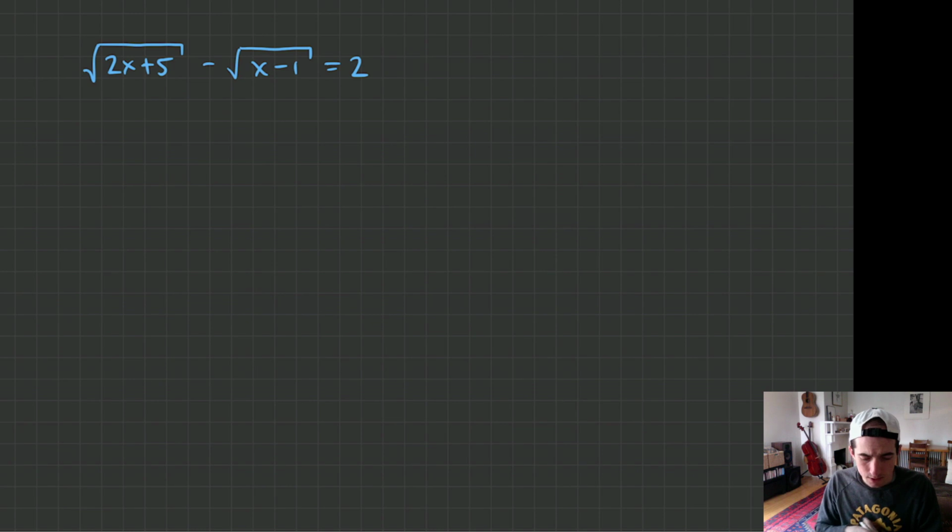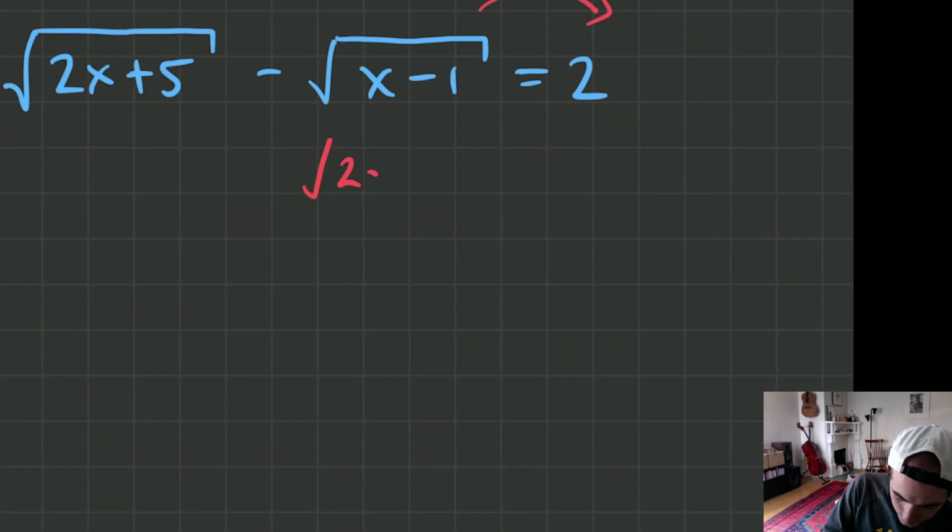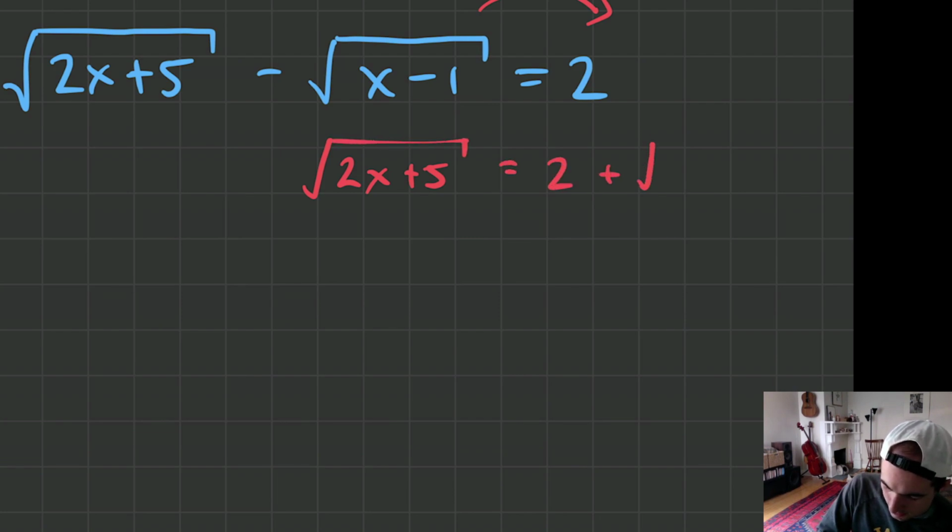So I'm gonna start off by isolating one of the radicals. I'm gonna isolate the one on the left here, just so that everything becomes positive, because the second one currently is negative. If I move it over to the other side, I'm going to get root 2x plus 5 equals 2 plus root x minus 1.